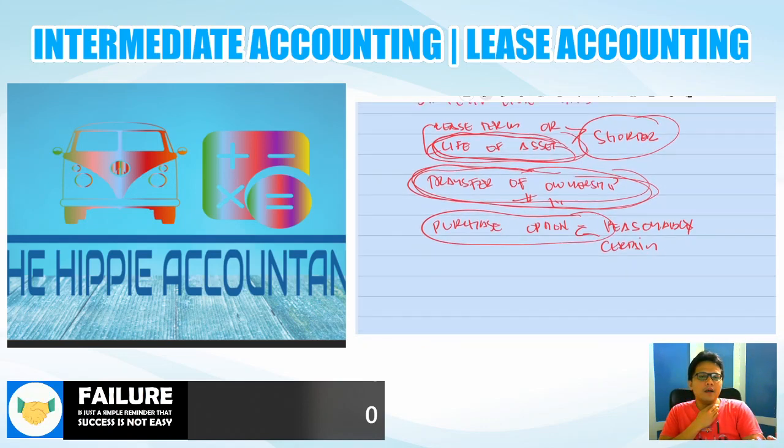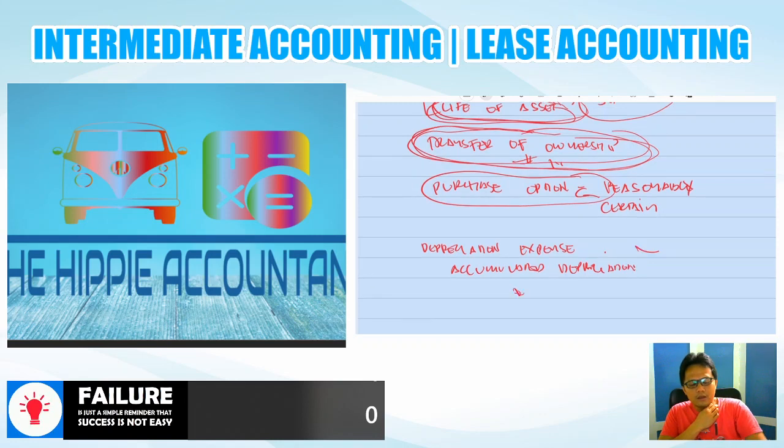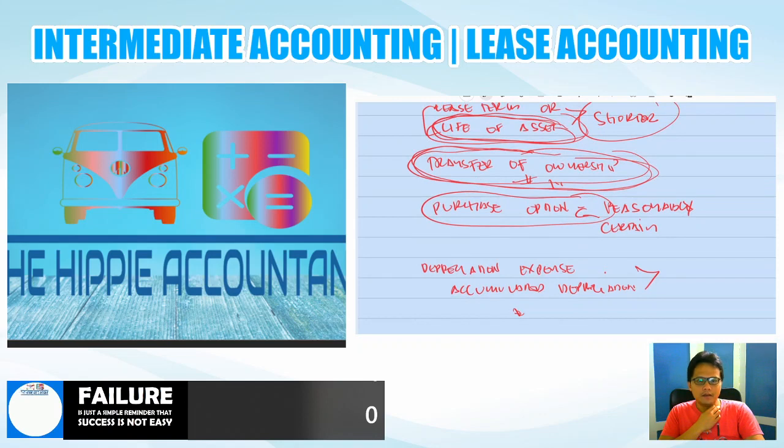As to recording this transaction, it is fairly straightforward. We will only debit depreciation expense and credit accumulated depreciation. Very straightforward. That pertains to your right of use asset. Klaro yun siya, ha?